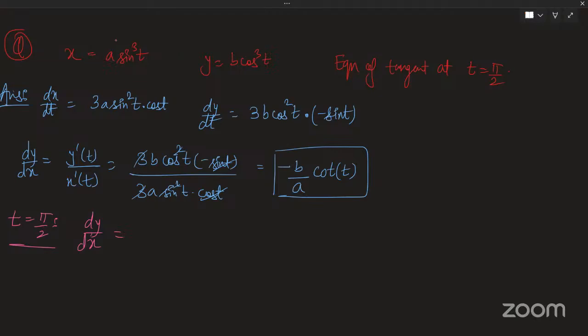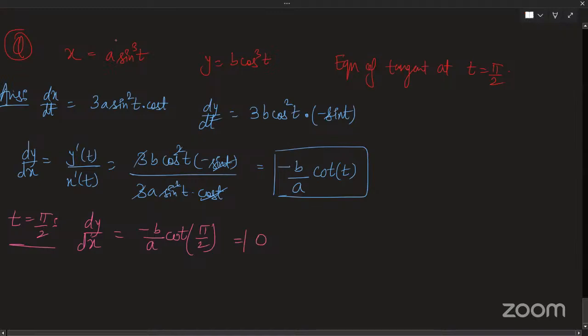What is cot of pi by 2? Trigonometry. 0, sir. Correct, 0. So the slope is how much? 0. Slope is 0, right? Yes, sir. Great. Slope is 0. So I now have calculated the slope.